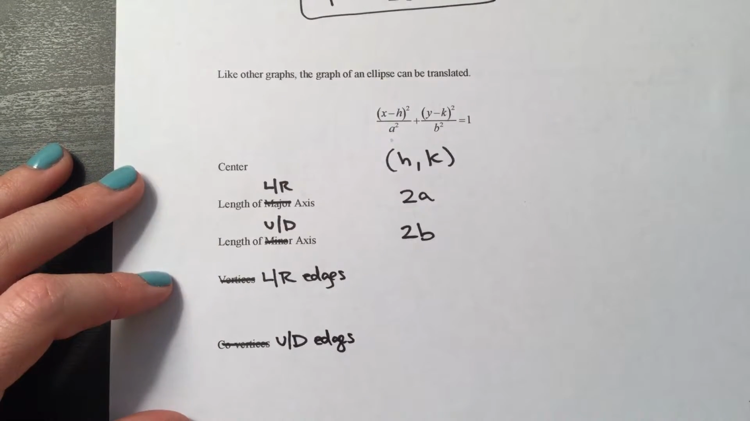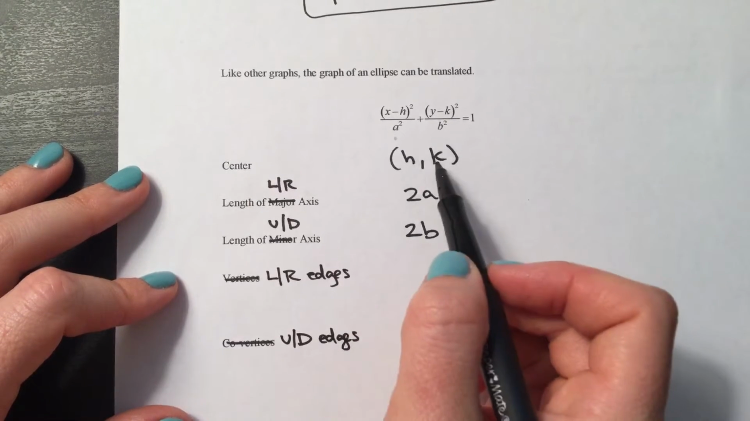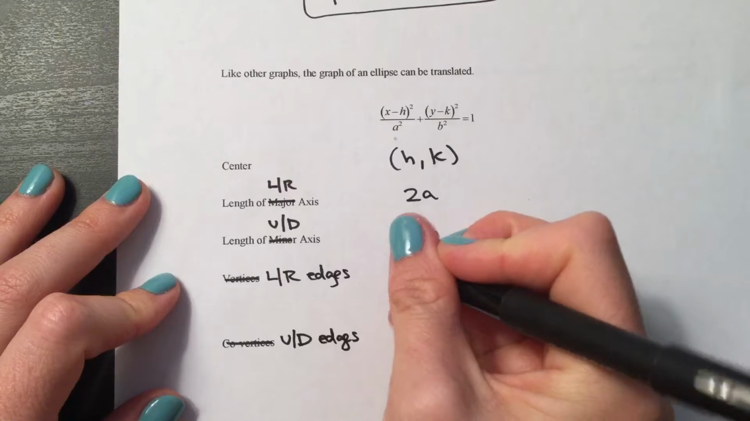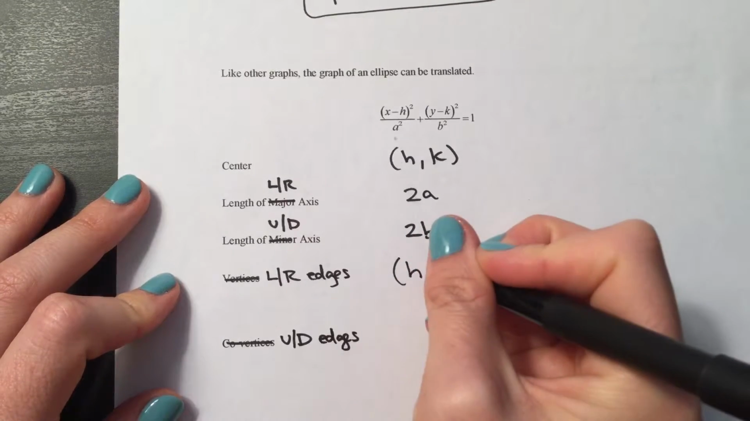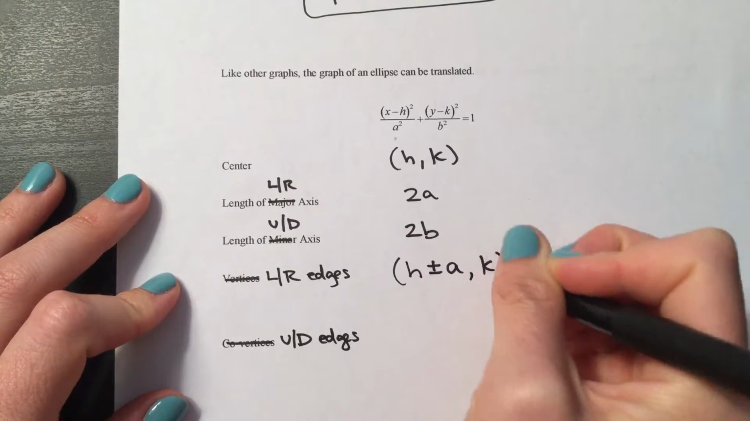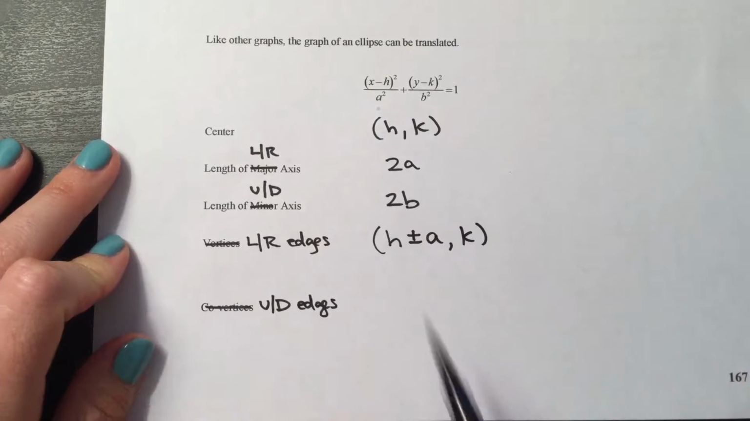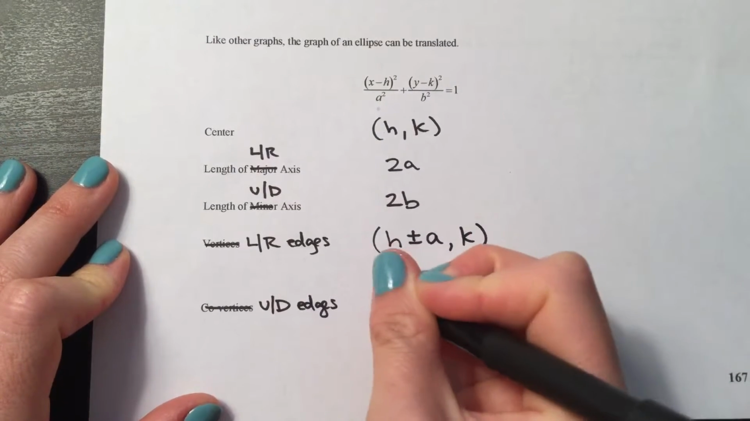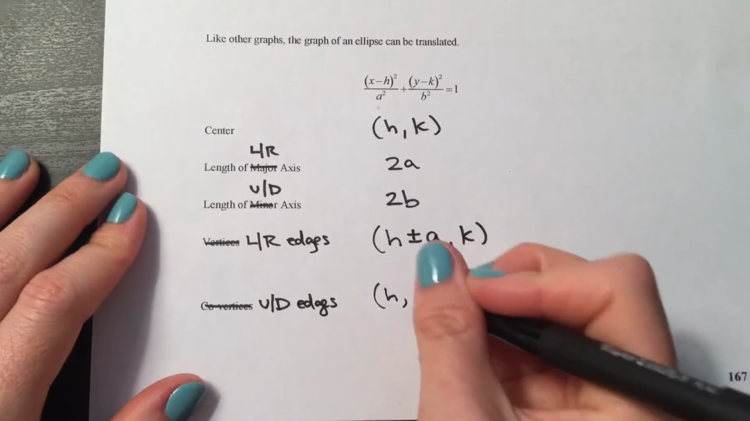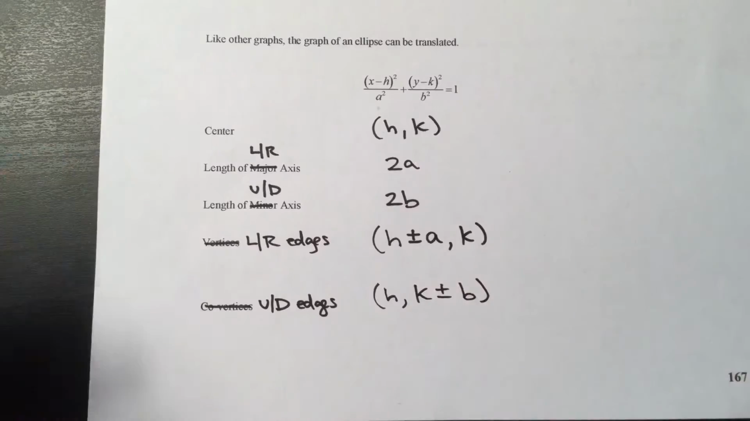Okay, so the left and right edges, this is where things get a little bit tricky, because notice you are centered at h comma k. So from h, you're going to go left and right a units. So we start at h, and then we go either left or right a units, and our y value is not changing. So those are the farthest edges to the left and to the right. And then up and down, our x value is still h, and then we're starting at k and then going up or down b units.